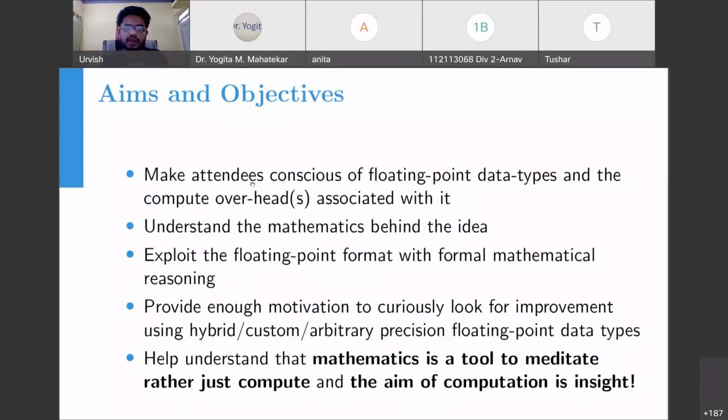Just because people have classically done it that way does not mean you need to do it that way. The second thing is that I will motivate you to understand the mathematics behind that float data type or even integer data type. And the third, which is the most important point, is that you will be able to exploit the floating point format with formal mathematical reasoning.